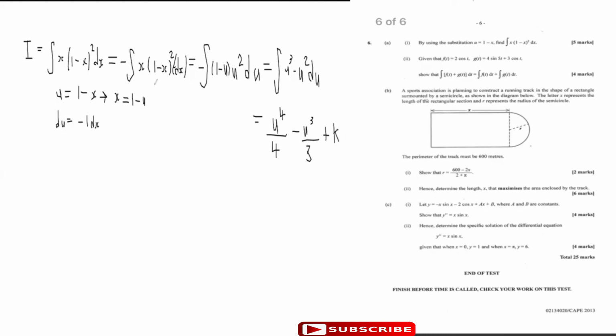But then what was u? U was 1 minus x. So this works out to be 1 minus x raised to the 4th power divided by 4, minus 1 minus x raised to the 3rd power divided by 3, plus k. And that's the integral. Nice and easy.